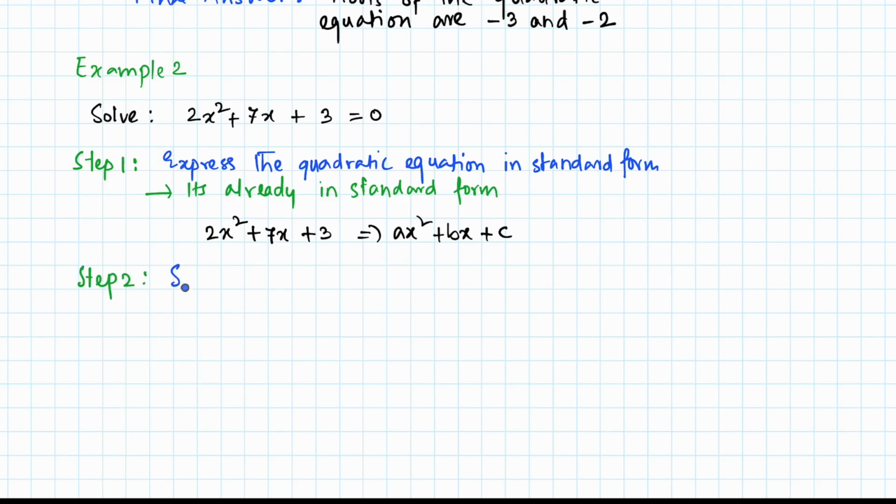Now step number 2, we have to split the middle term of the given quadratic equation. So what is the middle term here? 7x is the middle term. And what is the product of a and c?